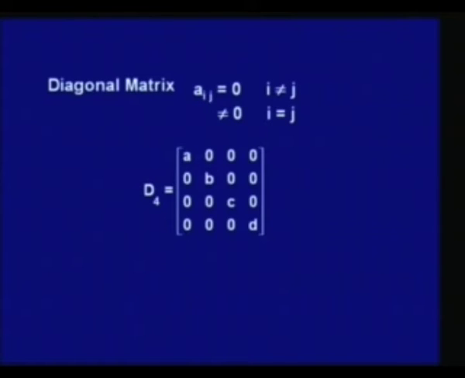So, we define a diagonal matrix as a matrix in which the ijth element is 0 if i is not equal to j. However, it is non-zero whenever i is equal to j. An example is this matrix I denoted by D4 to indicate that it is a diagonal matrix of order 4. One can observe that only the diagonal elements are non-zero while the rest of the elements are 0. So, these non-zero elements appear in the diagonal only.